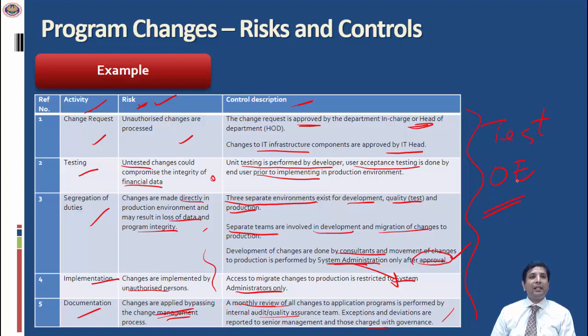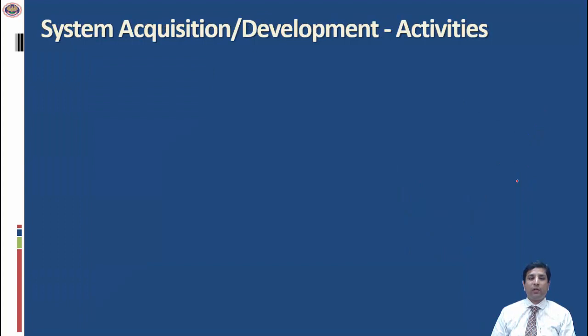Now we move on to the next domain of GITC, that is system acquisition or system development. So in system development, it starts with the project planning. System acquisition or system development happens when a new system or new ERP is implemented within a company. Typically, it could involve implementation of an ERP, and it starts with the project planning.